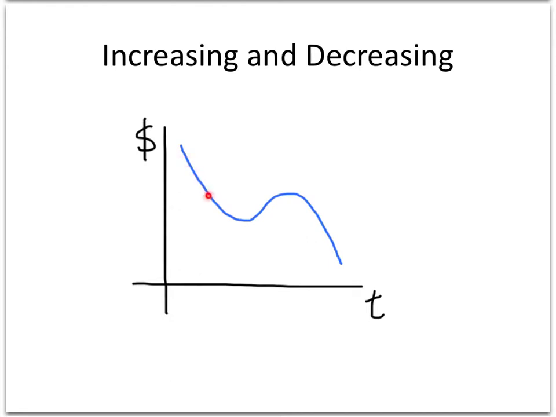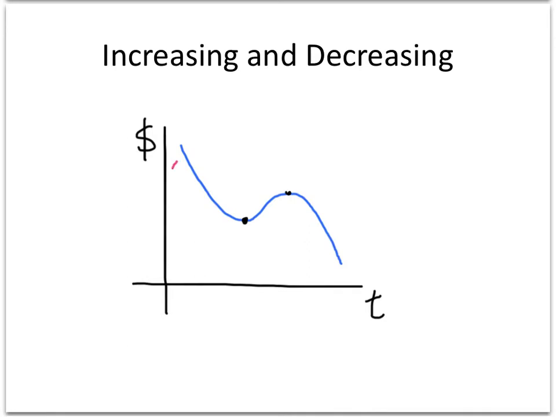If we look at this part of our function, we can see that the amount of money in our bank account is going down, and it keeps going down until it gets to this point. And at that point right there, the amount of money in our bank account stops going down and starts going back up until it reaches this point here. And then after that point, the amount of money in our bank account starts going back down again. So that's all we mean when we talk about a function being increasing versus decreasing.